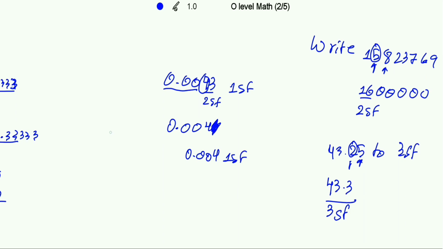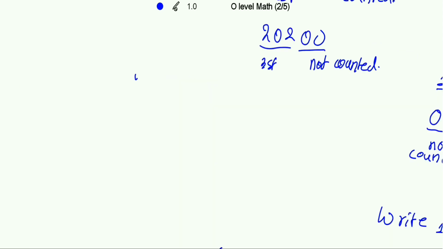Okay, so what is the difference between decimal places and significant figures? The total number of digits to the right of the point is known as decimal places, whereas significant figures start from the first non-zero number. Any number which is non-zero, it starts from there. So these are significant figures.